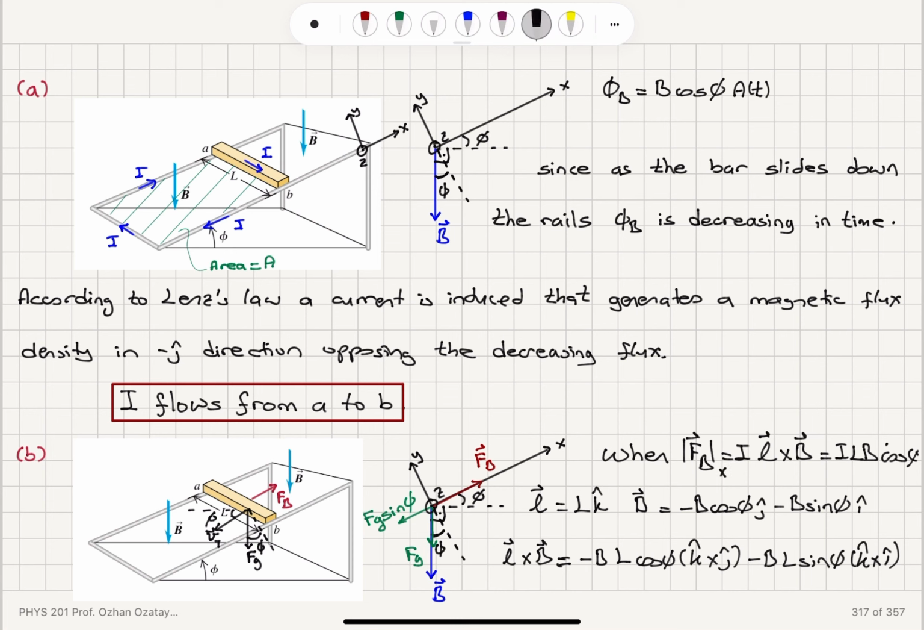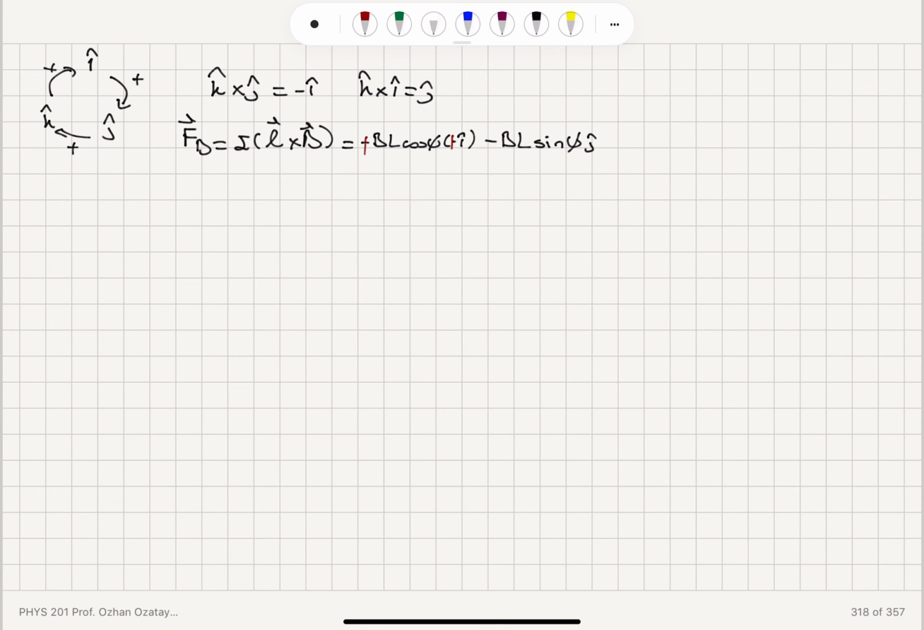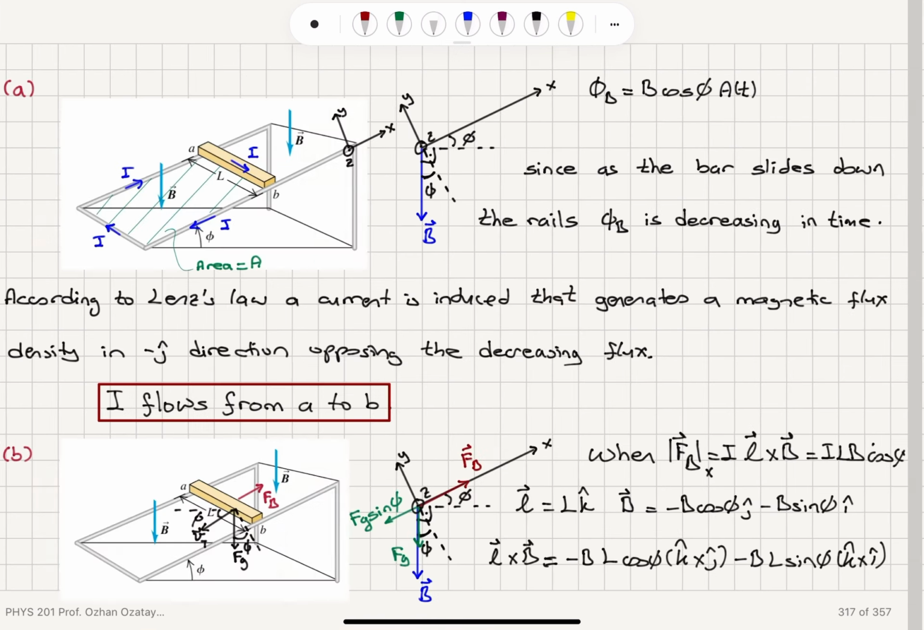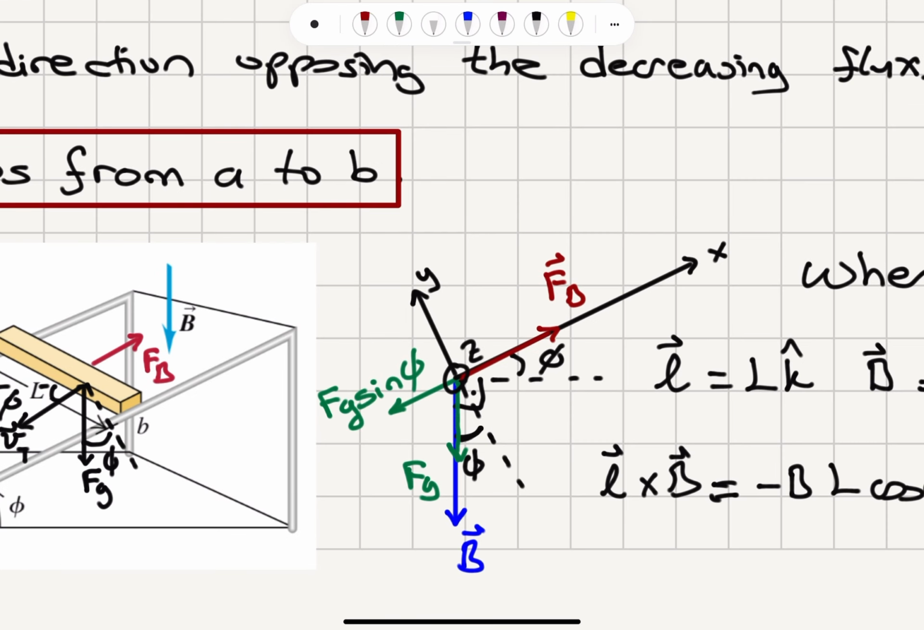All right, so as you have noticed, this magnetic force has a component on the x-axis. It has a component in the minus j hat direction, which is balanced by the normal force. So it's only this component we need to worry about, which is basically BL cosine phi in I hat direction. So this will be balanced by the weight of the bar, Fg, which has a component Fg cosine phi in minus j hat direction also. So that will be compensated by the normal force as well.